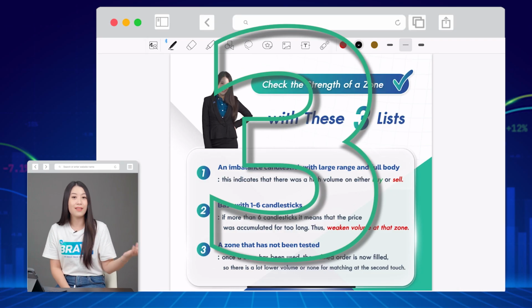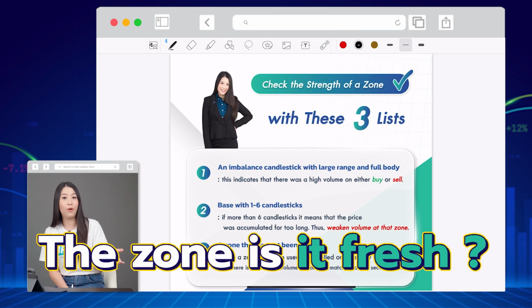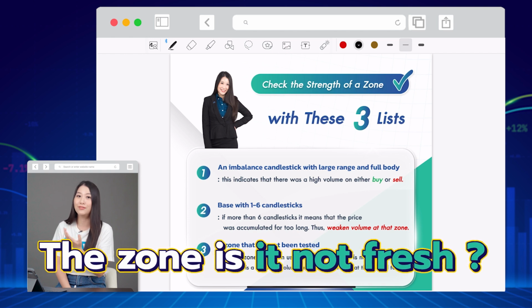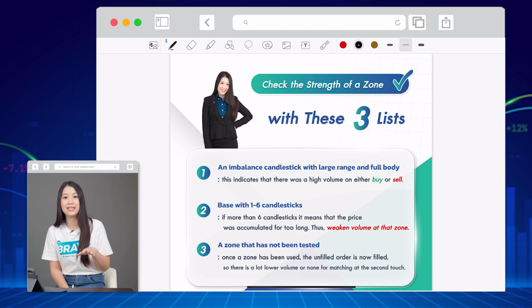The third thing, one last thing that I want you to notice, is whether the zone is fresh or not fresh. If it's fresh, that means the zone hasn't been tested, and a fresh zone is a very strong zone. Why is that? Because if it hasn't been tested, there are a lot of unfilled orders there. If you enter the trades, your trades are going to be matched with those unfilled orders, which means you're on the same side as the big money.